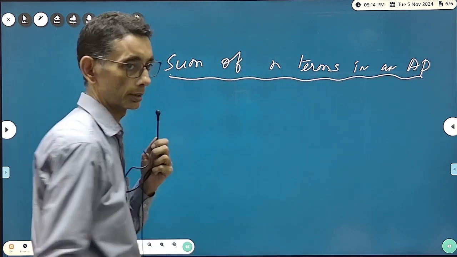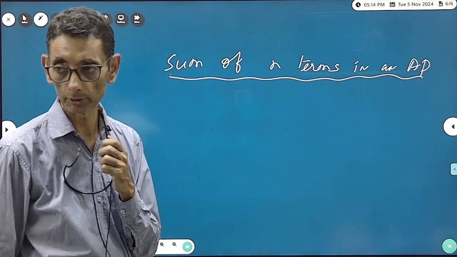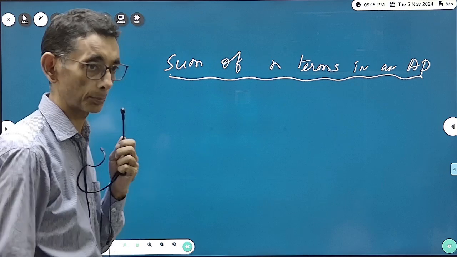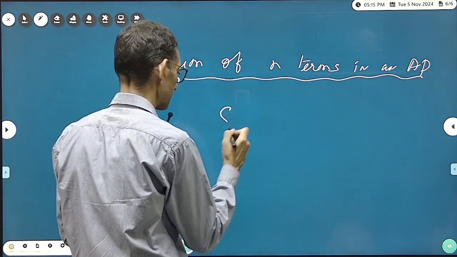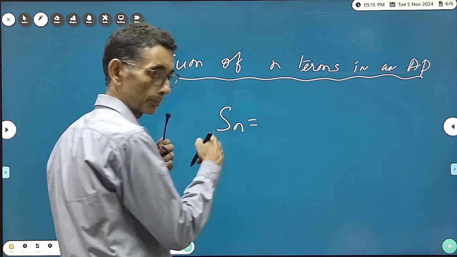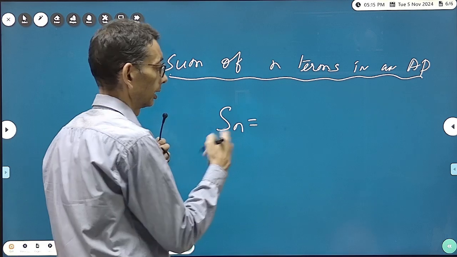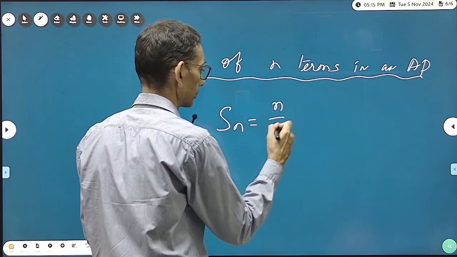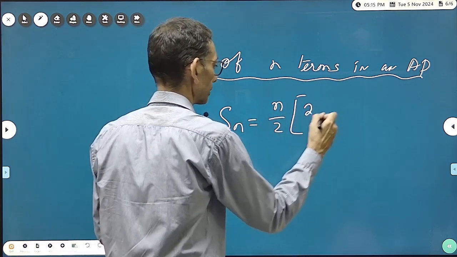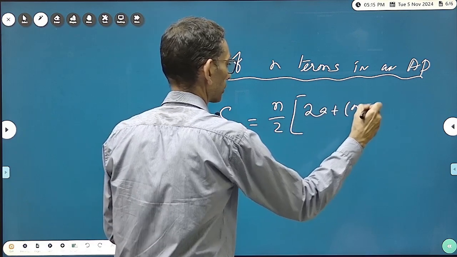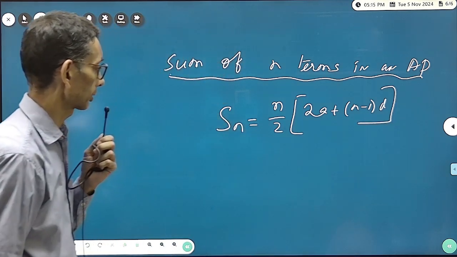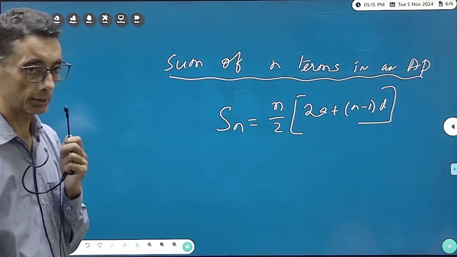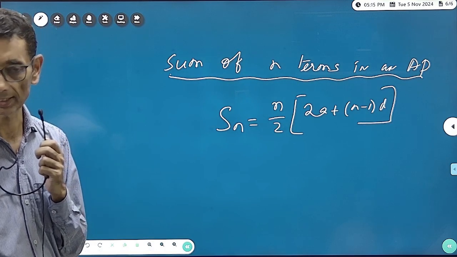In an AP, you have to sum up to n terms. How do you sum up? That means add. How do you add the numbers? The addition formula is this: Sn. S stands for sum. Sn is equal to n by 2 into twice a plus n minus 1 into d. This is the Sn formula.